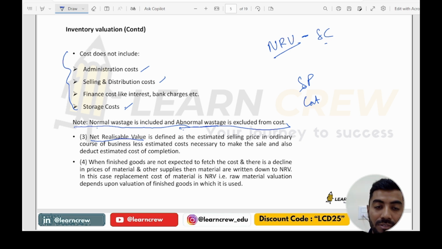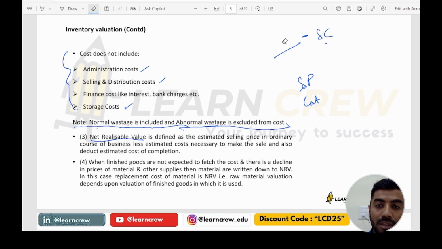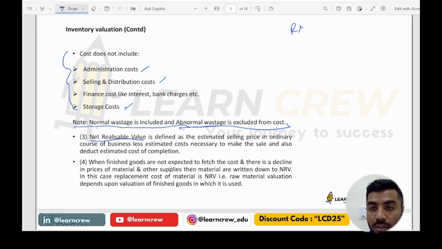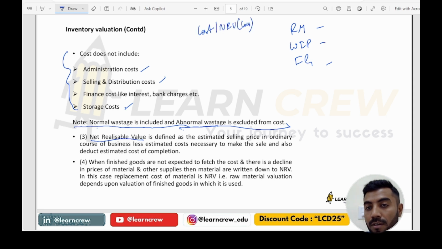Basically, here what happens is we have three types of inventories. What are the three types? One is raw materials, one is work in progress, and one is finished goods. We discussed that inventory is to be valued at cost or NRV, whichever is less. So we have three different types of inventories: raw materials, work in progress, finished goods. How do we value all these three?